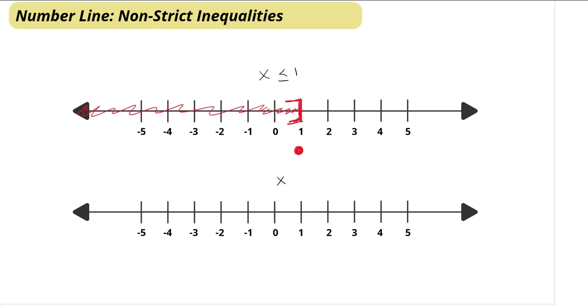Or if we did x greater than or equal to, let's see, let's make it 4. That way I don't have to go as far. Then everybody that's larger than 4, so the larger numbers go to the right, and we're going to include that 4 is a possible solution. So that would be a bracket opening to the right-hand side.